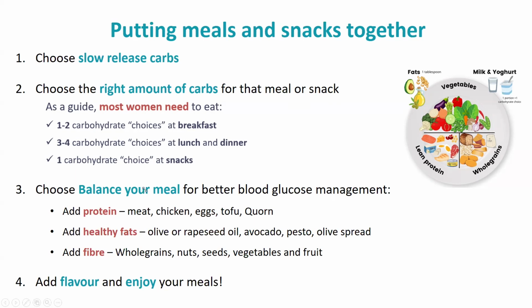And then to balance your meal to help give you better blood glucose levels, we would encourage you to add in protein along with your carbohydrates. That would be maybe adding in some meat or chicken or eggs or tofu or corn, adding in some healthy fats like olive oil or rapeseed oil or avocado or pesto or spreads, and then also adding in your fiber like whole grains, nuts, seeds and vegetables alongside your carbohydrate foods as well. Do know that it is still absolutely fine to add in herbs and spices. Similarly, you can still add in things like tomato puree, passata, tinned tomatoes, no salt stock cubes, soy sauce. They're all absolutely fine to use.